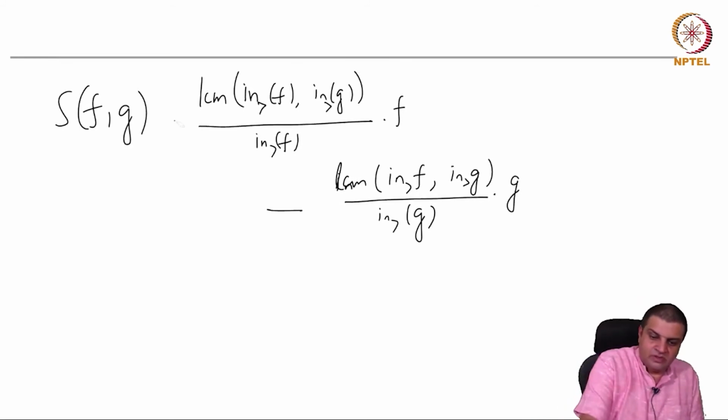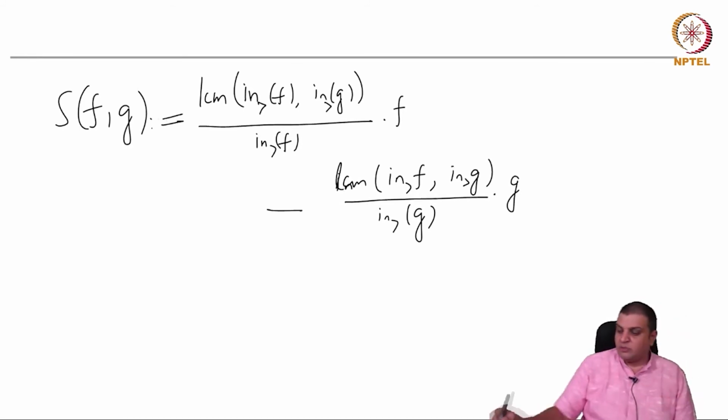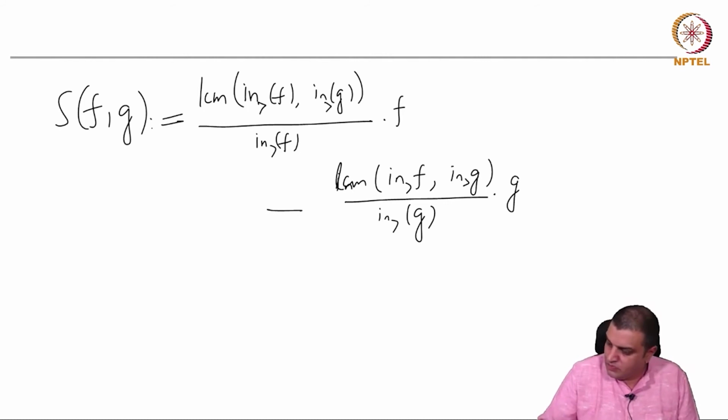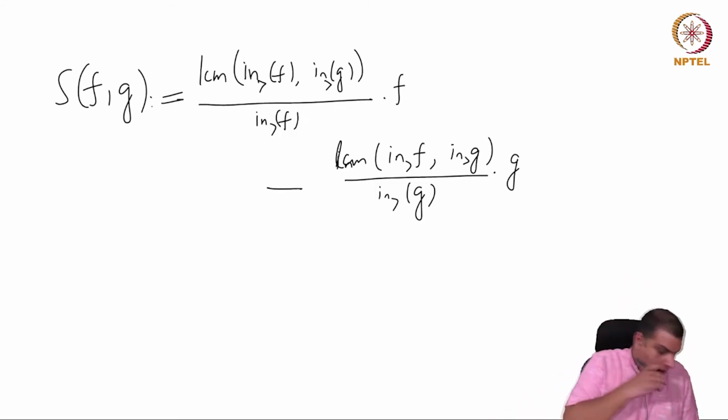So this is what the S pair is. This is the key idea behind cancelling leading terms: multiply appropriately and then subtract. We did this in many of the examples in one of the previous lectures.